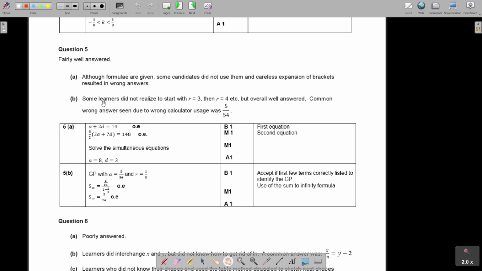And then question B, there's no infinity. Some learners did not realize to start with R is equal to 3. Why? Because it stands underneath the sigma notation. So then R is 4, but overall well answered. A common wrong answer seen due to wrong calculation usage was 5 over 54. But here are the answers. A is 8, D is 3, and then it was 5 over 24. There I also said that to you.